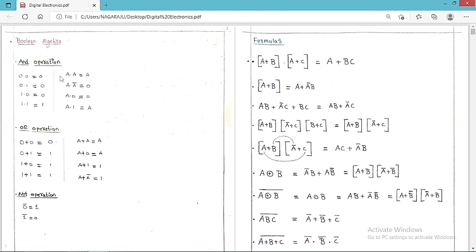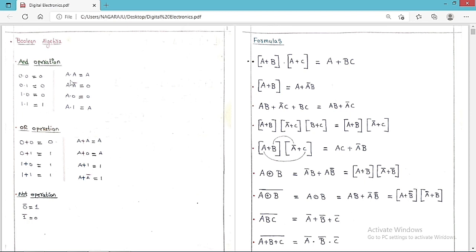AND operation basically means 0 and 0 is equal to 0. 0 and 1 is always equal to 0. 1 and 0 is equal to 0. 1 and 1 is equal to 1. So 0 and 0 is always equal to 0, 0 and 1 is equal to 0, 1 and 0 is equal to 0, and 1 and 1 is equal to 1.